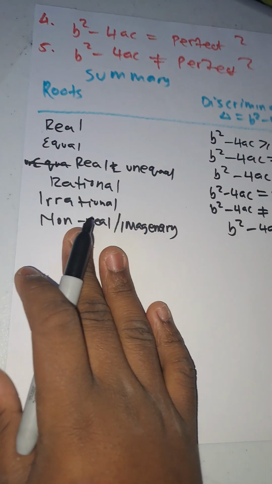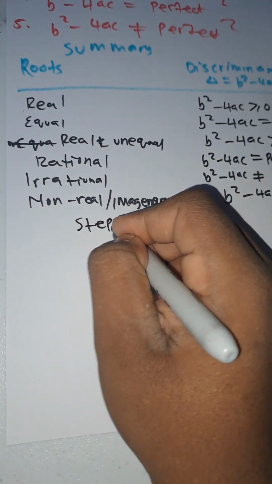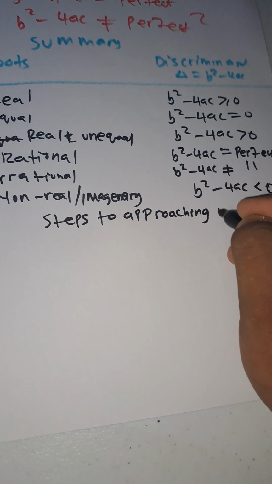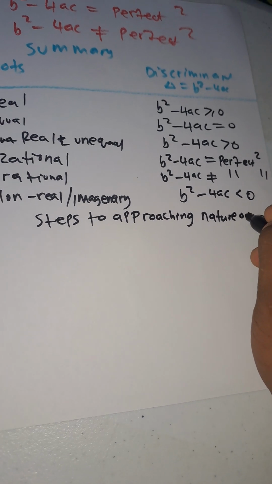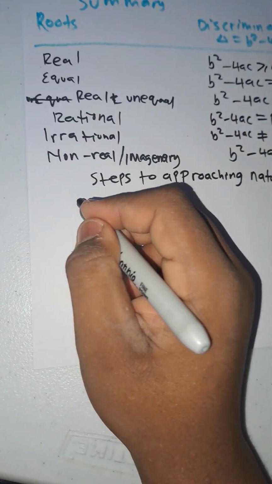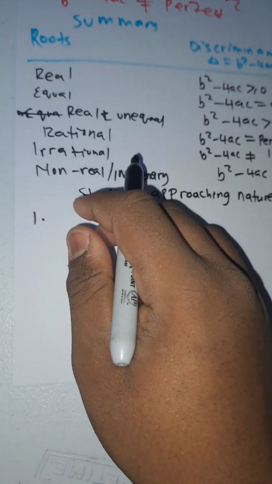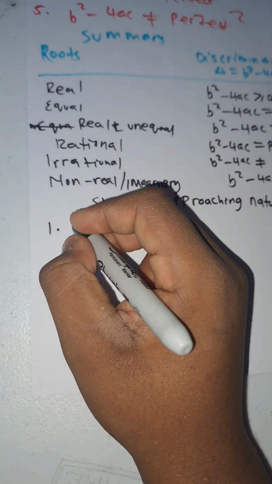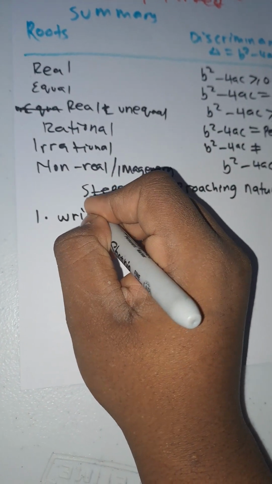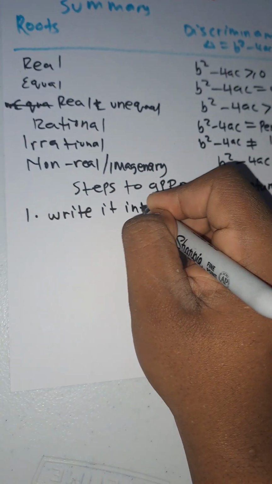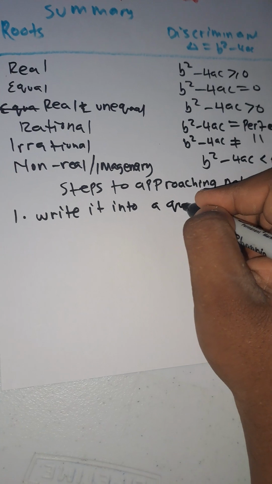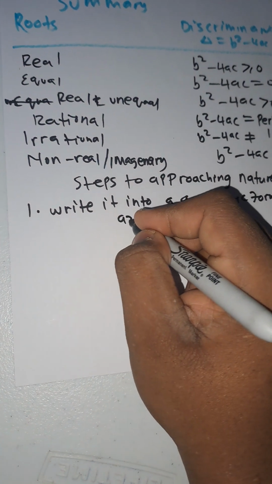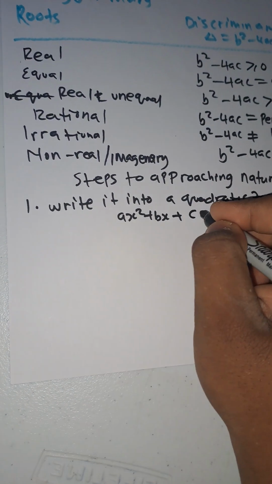I nearly forgot. So before you go to examples, let's go to steps to approaching nature of roots. So number 1, write polynomial into a quadratic form. So they will give you a complicated equation, but when you will do what? You will write it into a quadratic form, which is what? Ax squared plus bx plus c.